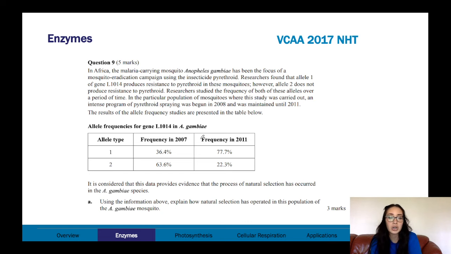having allele type 2. Over time, mosquitoes who are not resistant to the pesticide are going to die, and so there will be a decrease in the number of alleles of allele type 2. Consequently, over time, there will be fewer allele type 2 in the mosquito population, whereas there'll be an increased number of allele type 1 in the mosquito population as this governs or confers resistance. Subsequently, this allele will increase in frequency. Something like that will give you 4 marks.